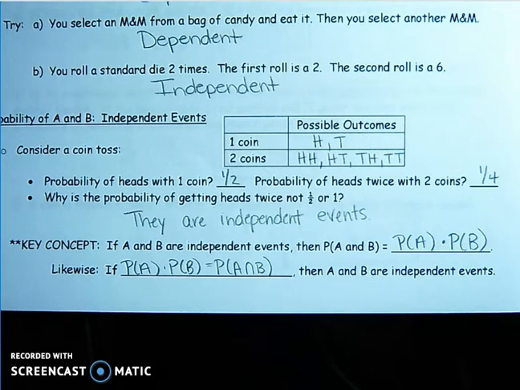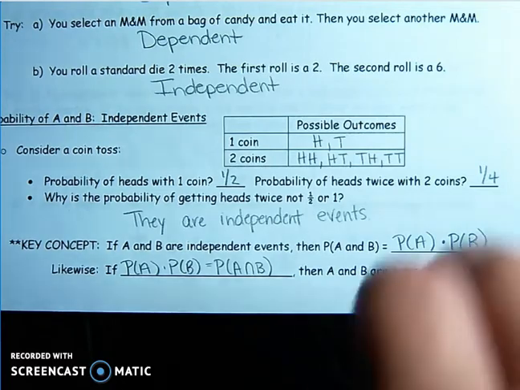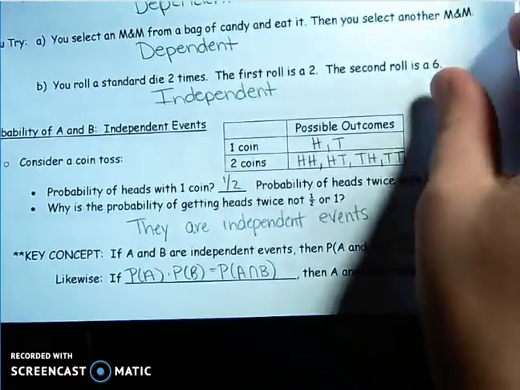You are going to be given independent events and asked to find the probability of certain things occurring. And you are going to be given events and asked yes or no, are they independent? So this key concept is the first rule for today that you need to memorize. Now let's look at some examples.